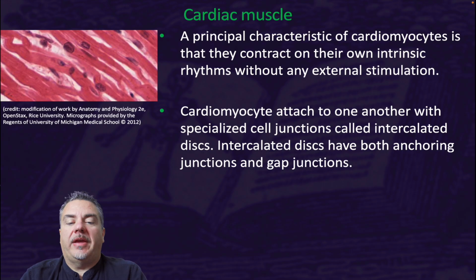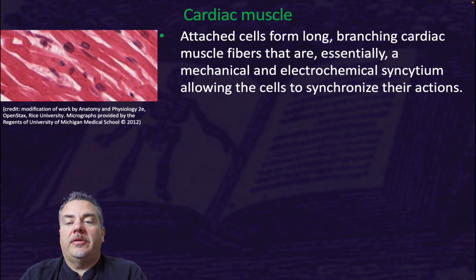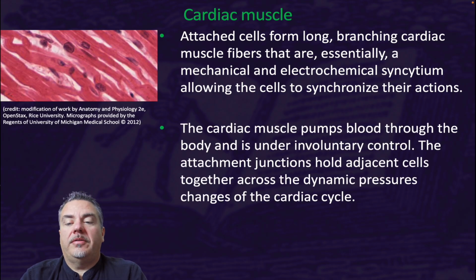Intercalated discs have both anchoring junctions and gap junctions. Attached cells form long, branching cardiac muscle fibers that are essentially a mechanical and electrochemical syncytium, allowing the cells to synchronize their actions. The cardiac muscle pumps blood through the body and is under involuntary control. The attachment junctions hold the adjacent cells together across the dynamic pressure changes of the cardiac cycle.